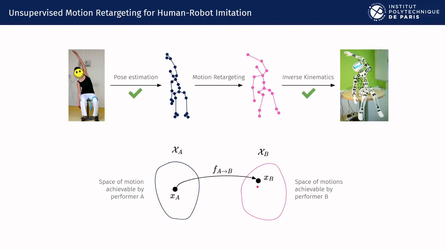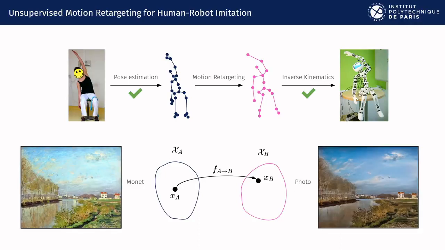To train such a model, we would usually require a training set consisting of pairs of associated motions xa and xb. Unfortunately, such data is extremely scarce and hard to collect. Luckily, this problem is very similar to the unpaired domain-to-domain translation in vision. For example, here, in order to change the style of an image while keeping the same content without having access to corresponding images in the training set.